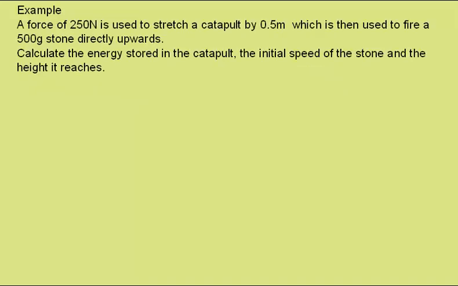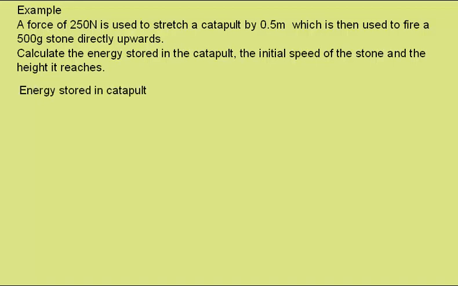And now we'll look at how these relationships can be used to solve several problems. Here we have what on the face of it is a very complicated problem. A force of 250 newtons is used to stretch a catapult by 0.5 meters, which is then used to fire a 500-gram stone directly upwards. We need to calculate the energy stored in the catapult, the initial speed of the stone, and the height it reaches.